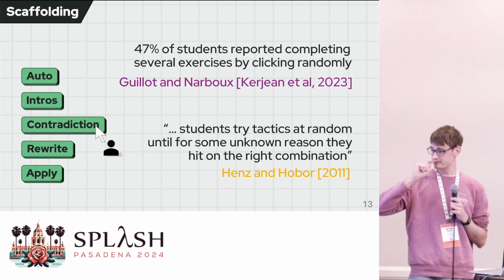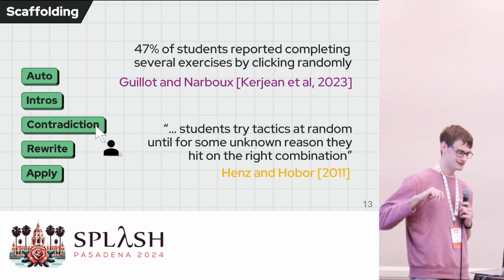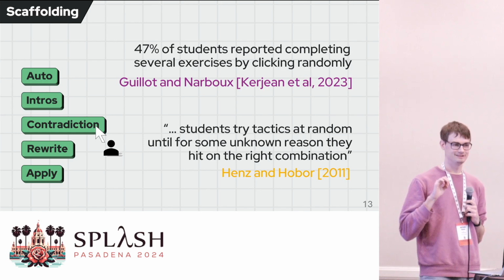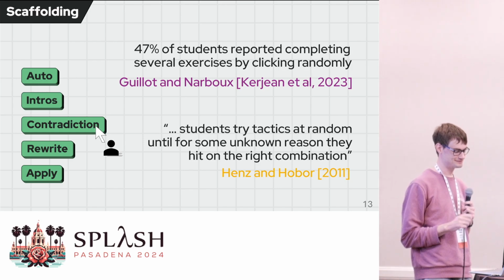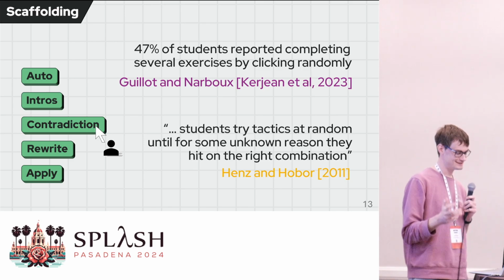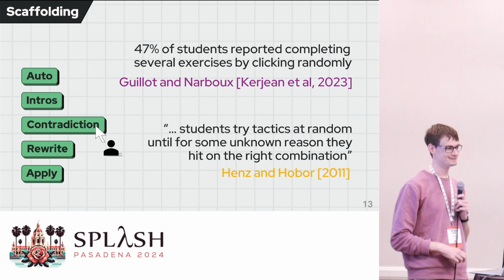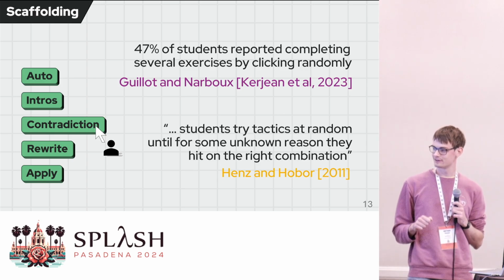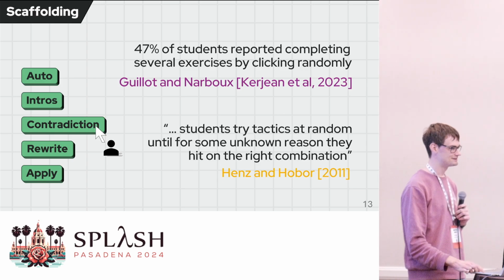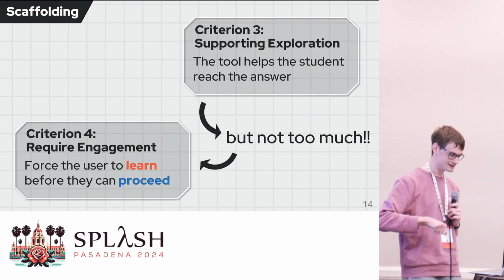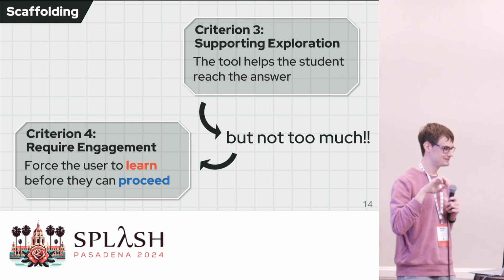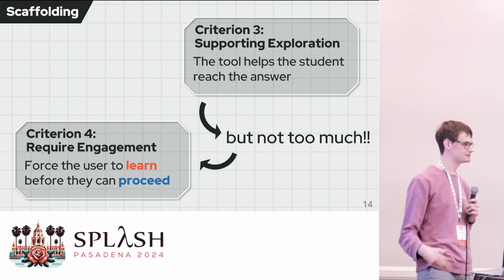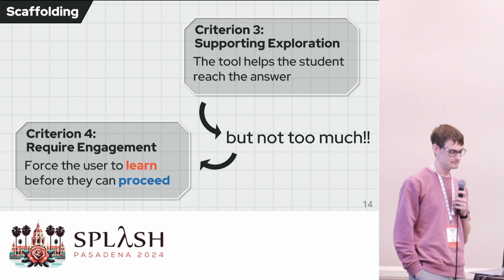But there are problems with this, which some people have spotted when introducing these things to the classroom. For example, Guillaume and Narbo, when they introduced Educara, which is a point-and-click interface, found that 47% of their students reported completing several exercises by just clicking randomly. And likewise, Hans and Hobo, who introduced Lean, found people were randomly trying tactics. So that's why we added this other criterion, criterion 4, that you have to actually learn something in order to continue. We don't want it to be possible to just randomly click and get through the task.